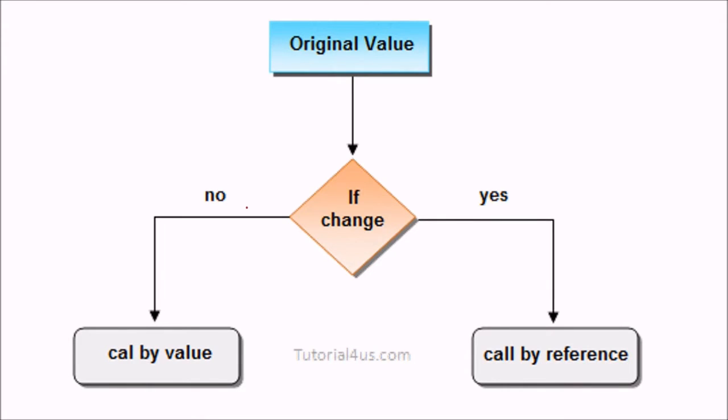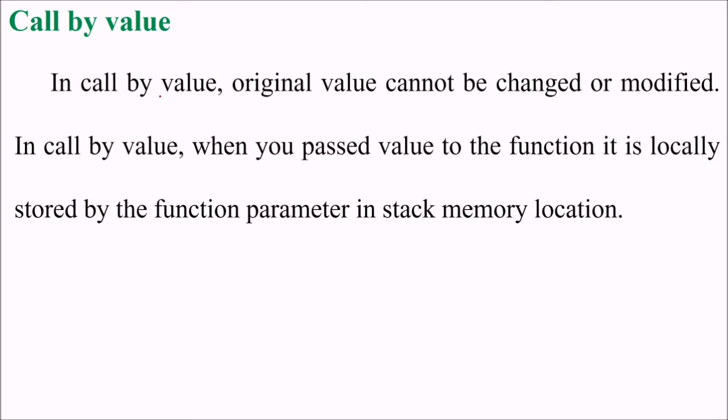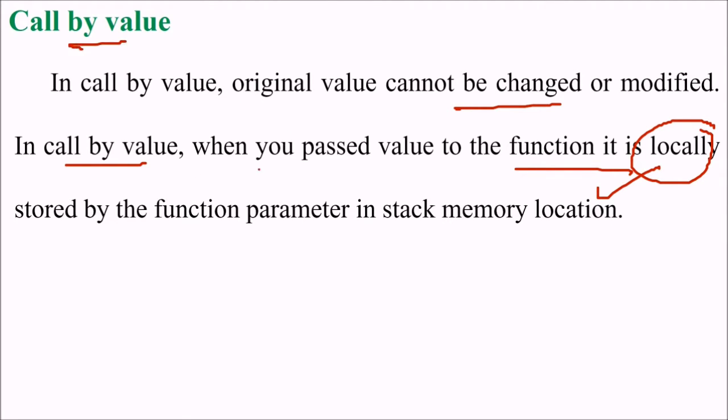If you are sending the original value and a change is required, yes, we call it by reference. If a change is not required, we call by value. In call by value, the original value cannot be changed or modified. When you pass a value to the function, it is locally stored by the function parameter in a stack memory location.